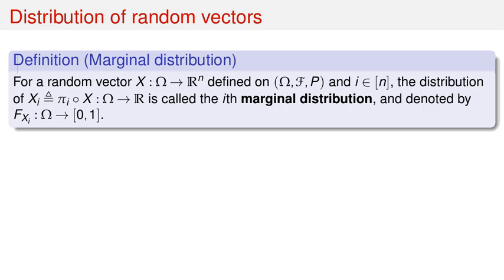This leads to the concept of marginal distribution. For a random vector X mapping from omega to R^n defined on omega, script F, P, and for any component i in 1 to n, the distribution of X_i, which is pi_i composed with X, a random variable from omega to R, is called the ith marginal distribution. We denote it by F_{X_i}, mapping from R to the closed interval 0 to 1.